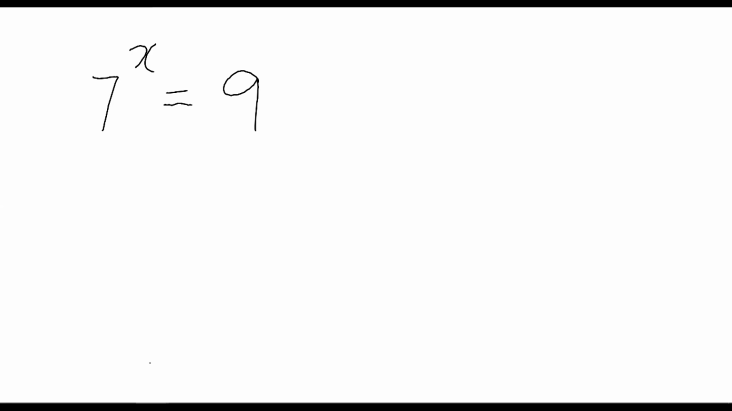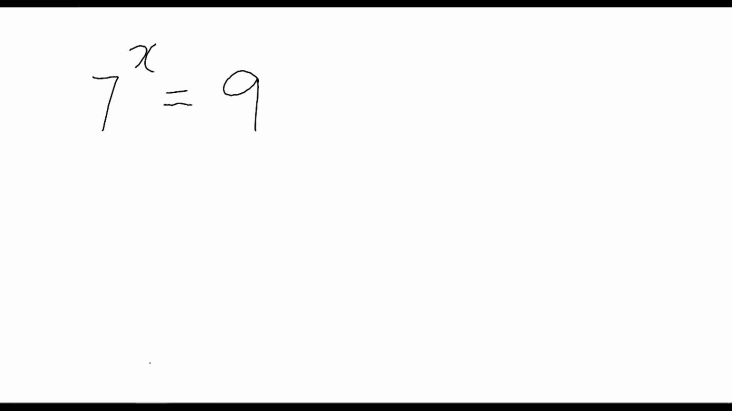You don't usually have log tables of base 9. You get log tables of base 10. Or you can maybe use a calculator to see 7 to what power is 9, but that's not going to be easy. We don't have to go into that much trouble. Very easily, you can bring this x down. That means you can get rid of the exponential form, because logarithms are inverses of exponential functions.